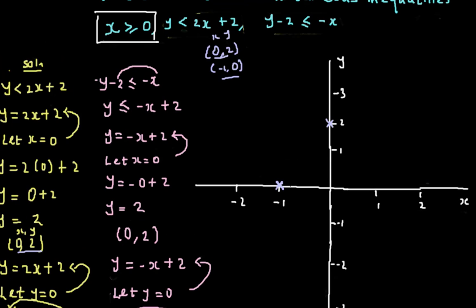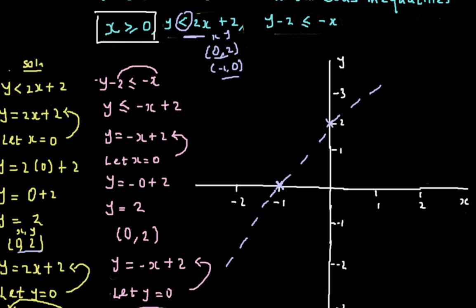Now, to know the kind of line to use to join the 2 points, we come to the inequality. We have y is less than. So it means that we are going to be using broken lines. So we can join with broken lines.